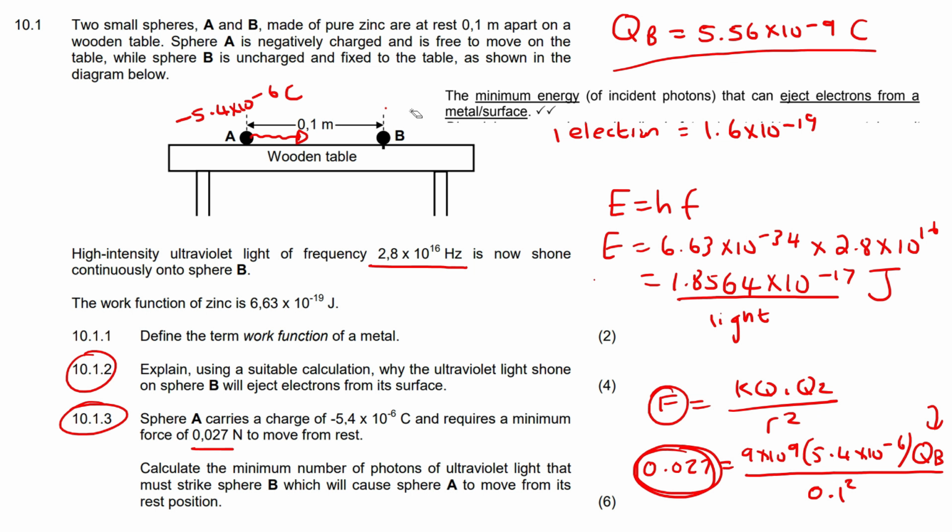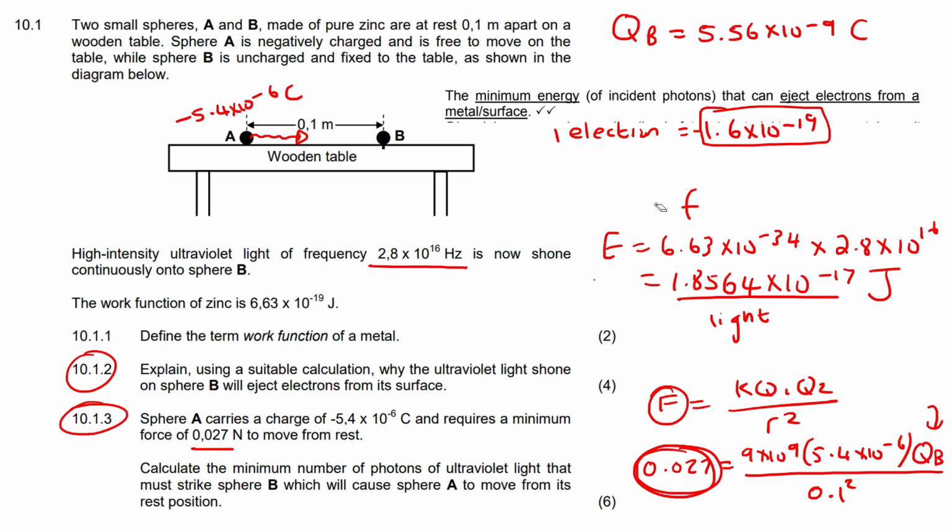So every time an electron is released from B, its charge of B is going to go up by 1.6 times 10 to the negative 19. Because each time an electron is released, B is going to become more positively charged, and it will become more positively charged by exactly that amount over there. So we need to think about how many of these do we need until B gets to that.